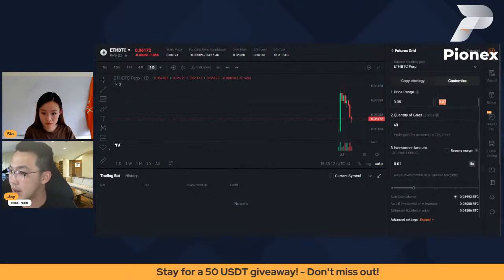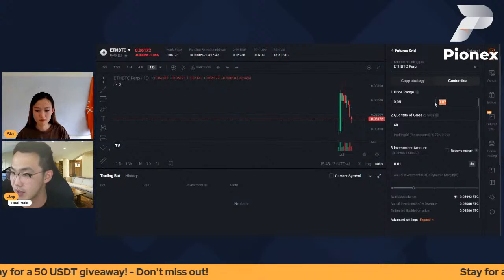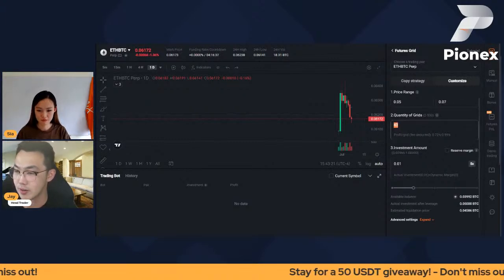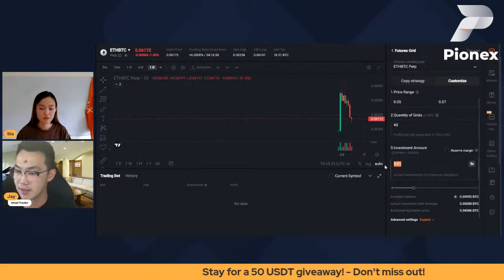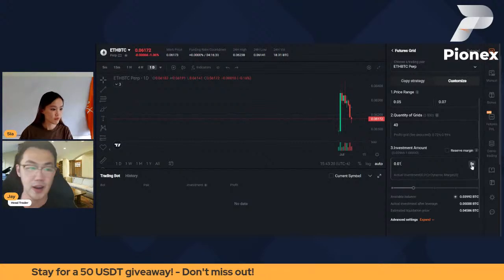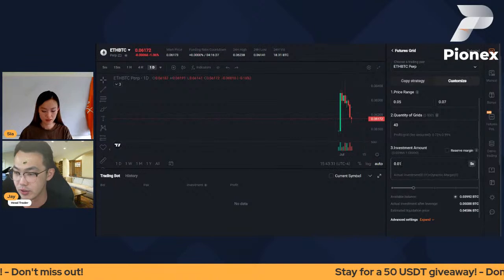Here are the parameters I would use, right? 0.05 for the bottom limit, 0.07 for the top limit, and the quantity of grids I would do is 40 grids. And then the minimum amount invested is 0.01, so around $300. And I'm also using 5x leverage, right? So you're getting 5x the amount of trades for your money.